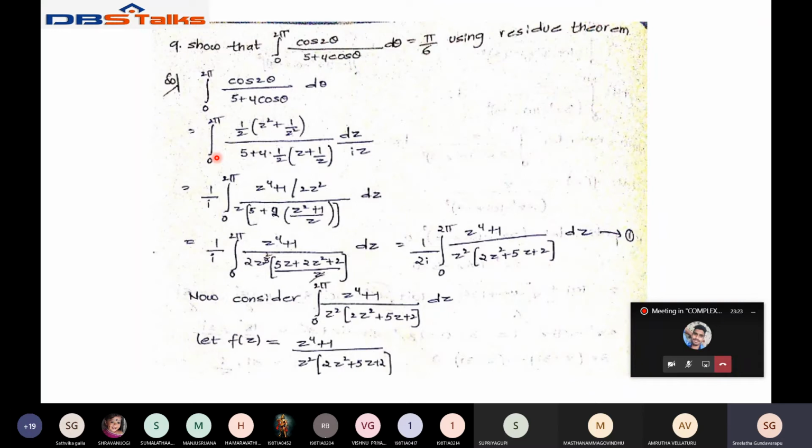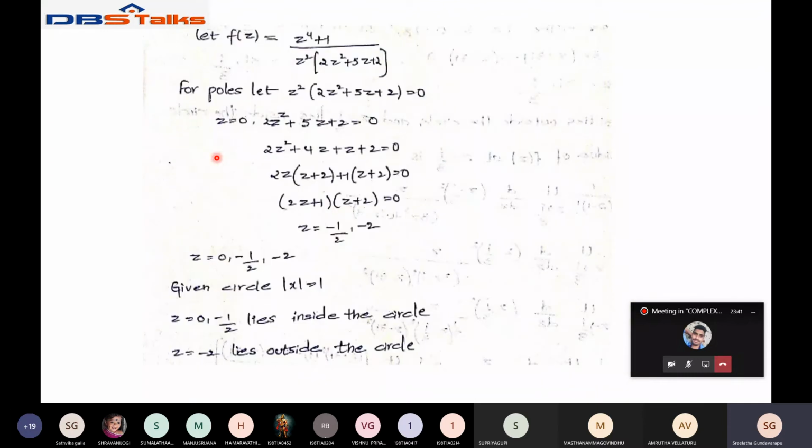(z⁴ + 1) / (z²(2z² + 5z + 2)) dz. Let f(z) be (z⁴ + 1) / (z²(2z² + 5z + 2)). In this function we have to find the poles. For poles, let the denominator equal 0. The denominator is z²(2z² + 5z + 2) = 0. So z² = 0, z = 0, and 2z² + 5z + 2 = 0. Using the factors, z equals -1/2 and -2.